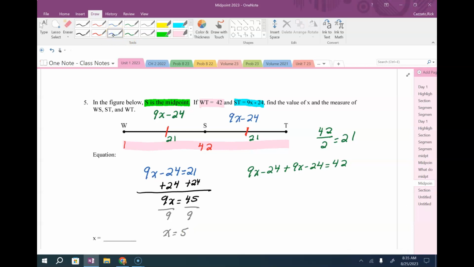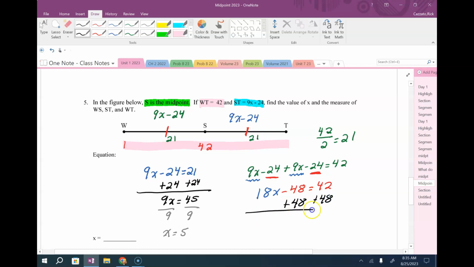As I said in class, some of you like the green equation, so we're going to combine like terms. The x's add up to 18x. Negative 24 and negative 24 is negative 48, and that's equal to 42. Then you're going to add 48 to both sides. So you will get 18x is equal to 90. And then when you divide by 18, you get x is equal to 5. So just to quickly summarize, some people solve the equation on the left, others of you solve the equation on the right. You notice you get the same answer.